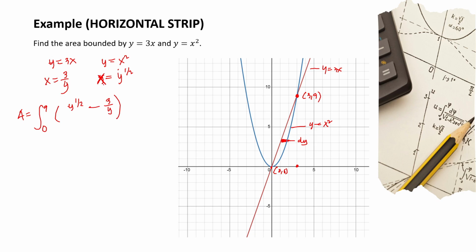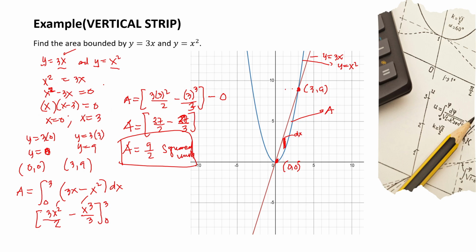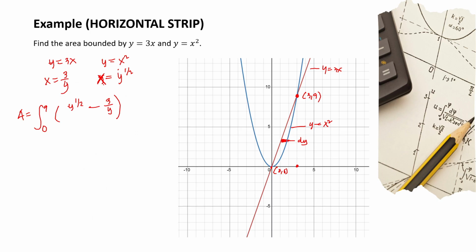Again, when we talk about horizontal stripping, it is right minus the left. So our right here is y equals x squared, and our left is y equals 3x. Unlike in the first equation, where we take the upper function minus the lower function, here it is right minus the left, with respect to y.